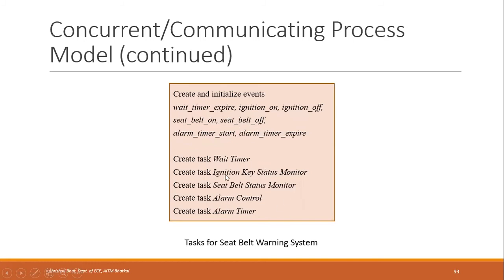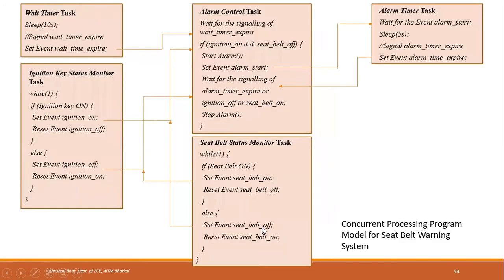Then there are 5 tasks. Create all these tasks. Create task wait timer, create task ignition key status monitor, create task seat belt status monitor, alarm control and alarm timer. So we need to model this properly. This is the concurrent processing program model for seat belt warning system. Okay, you can see here, these are the 5 different tasks. We have the wait timer task, ignition key status monitor task, seat belt status monitor task, then alarm control task and alarm timer task.